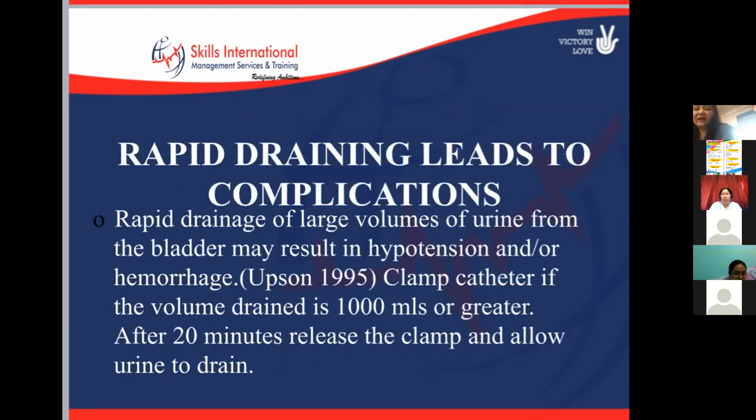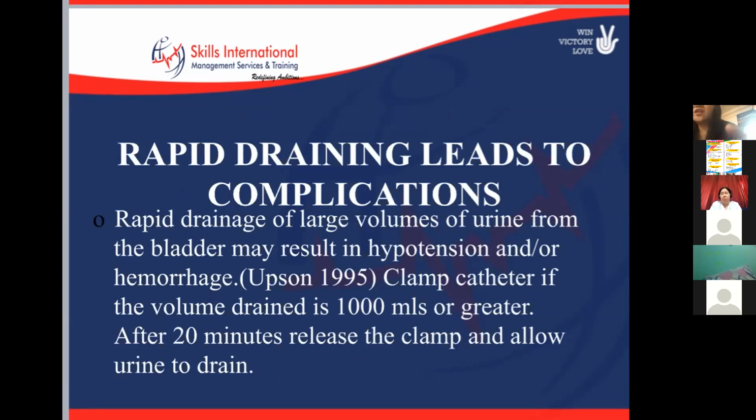Now, rapid draining leads to complications. Rapid drainage of a large volume of urine from the bladder may result in hypotension or hemorrhage for the patient. Clamp the catheter if the volume drained is 1,000 milliliters or greater, then after 20 minutes release the clamp and allow it to drain.